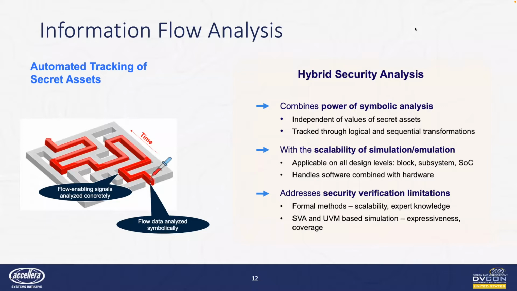Tortuga's Radix tool uses information flow analysis to automatically track secret assets through the design. It uses symbolic analysis to analyze information flows independent of data values, and it uses concrete control signals from simulation to enable or disable the information flow. Secret information needs to remain secret even if it is changed in the design, and Radix will track it through sequential and logical transformations. You don't have to know values, the path, or the latency for information flows in the design to create rules to run in Radix.